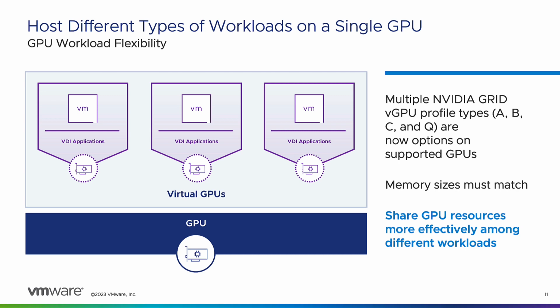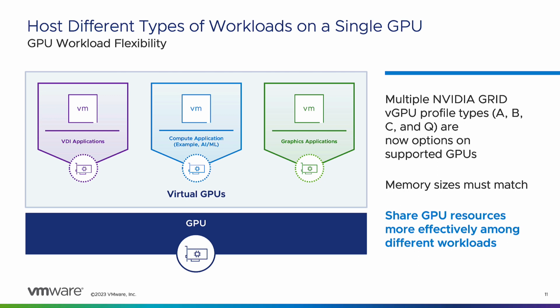Now, one of the limitations when we're running vGPU applications on an ESXi host was that all the profile types must match. So in this example we're showing here, we've got 3 VMs and they must all have the same profile type. In this case, they're using a VDI application-based profile. But in vSphere 8 Update 1, we can now choose different vGPU profiles for our different workloads and have them all share the same underlying GPU resources. So it lets us have a lot more flexibility and better consume the GPU resources.